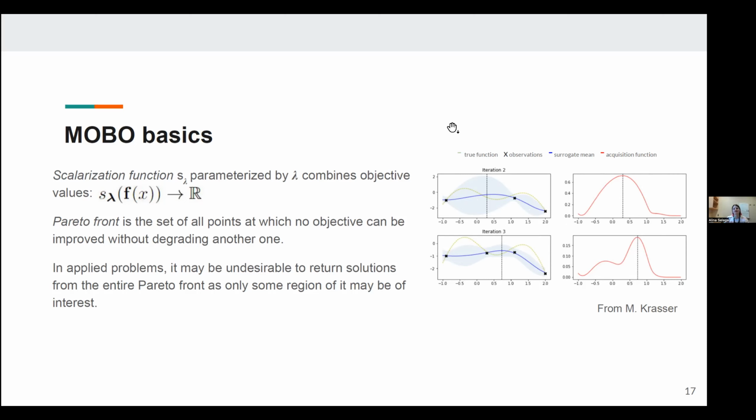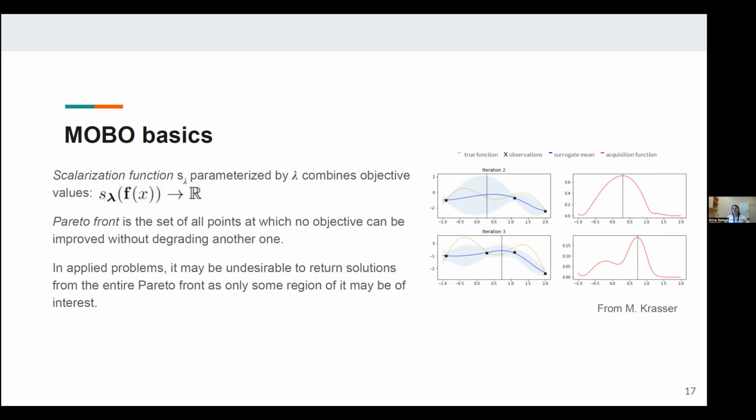When we're dealing with a multi-objective case, we have multiple objectives to reckon with instead of just one. One of the approaches to combine them is the scalarization function approach, which I denote as S_lambda. These scalarization functions are typically parameterized by weights lambda, and they combine objective values or acquisitions of the multiple objectives into a single scalar for a given value of x. So this is just a weighted expression that combines values from your different objectives, and then you can optimize that instead.